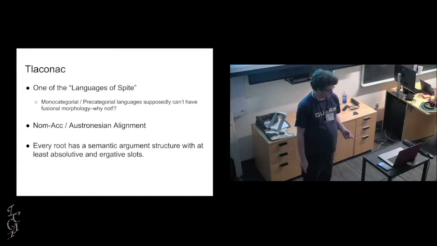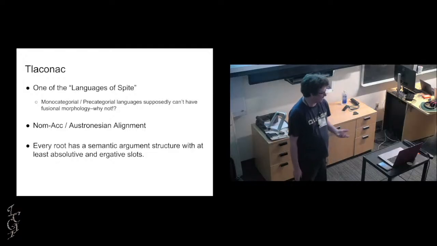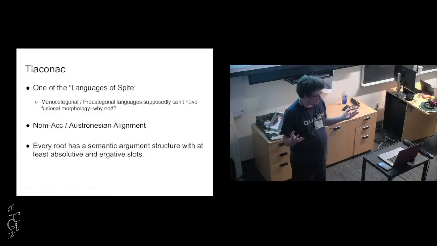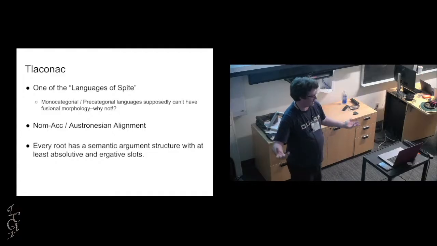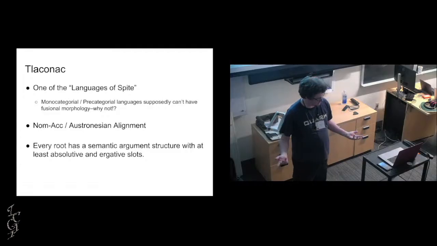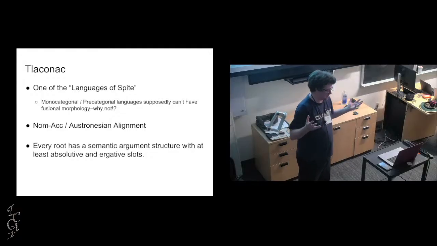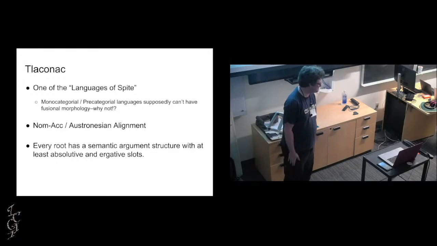But when I started working on Tlakonak, it just kind of happened. It was supposed to be nominative-accusative, and then as a result of the fact that everything is pre-categorial and everything has an argument structure, and sometimes you need a way to select something other than the default absolutive because you want to refer to that other thing, one day I noticed, wait a minute, this is Austronesian now. Oops. So that was fun.